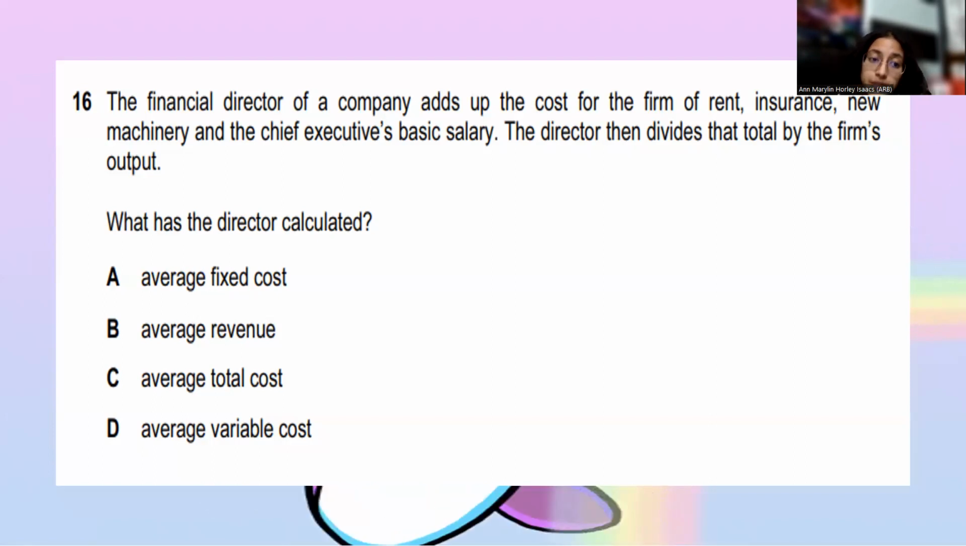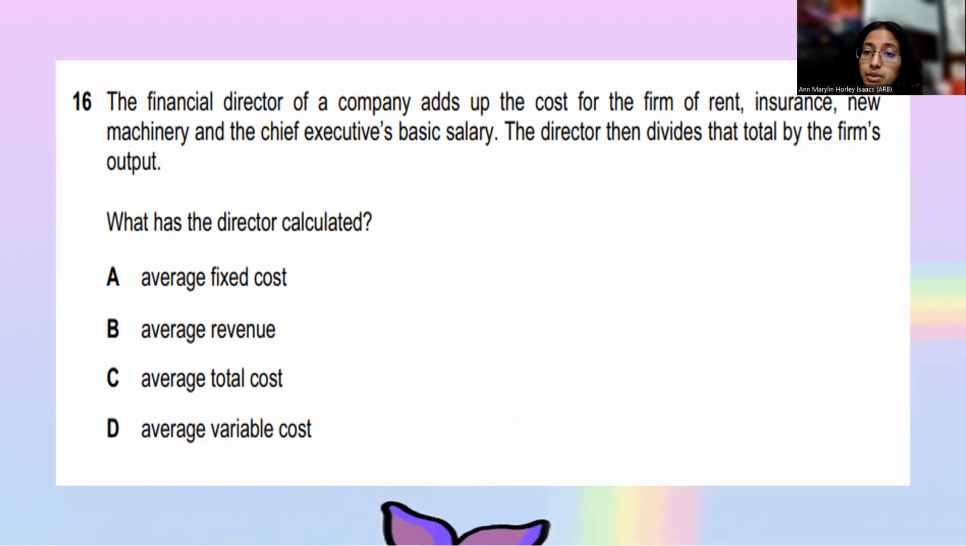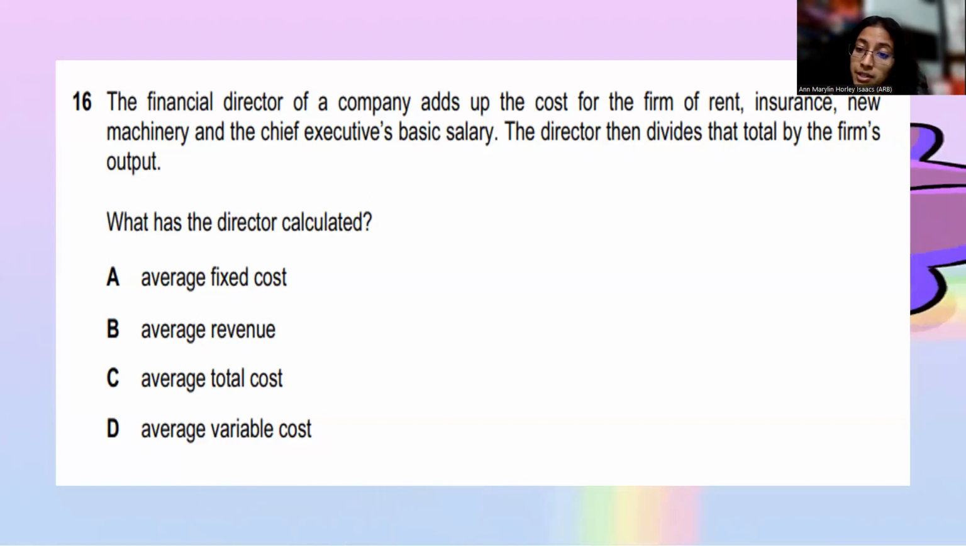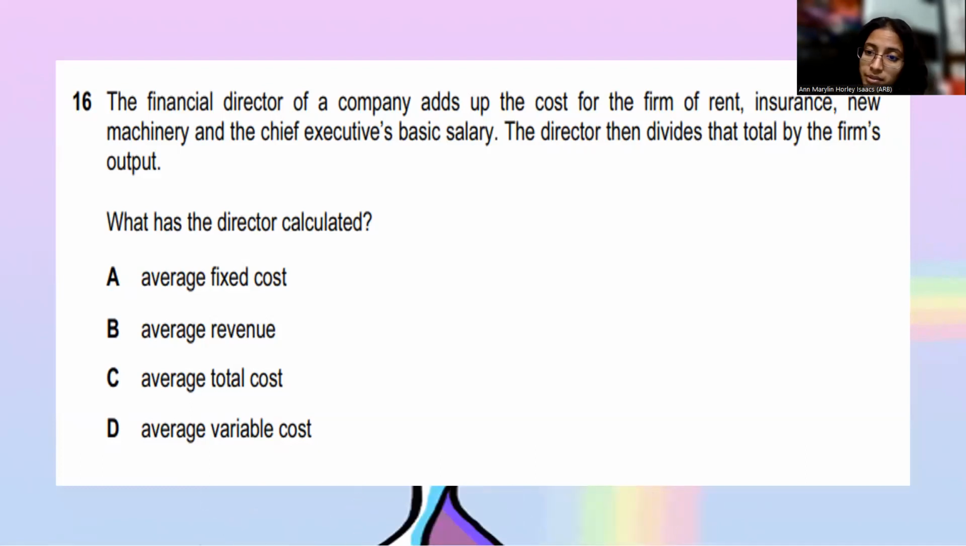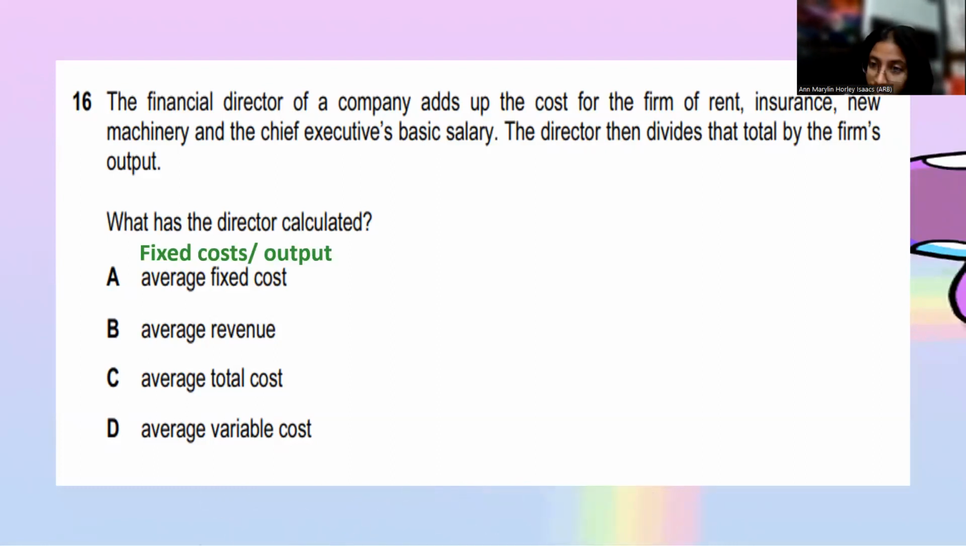If you look at the options here, A, B, C, D, they don't have fixed costs. Why do they use the word average? Because it says here in the question that the amount has been divided by the firm's output. When you divide something by the output, on average, that's how you get your final figure. Okay, average fixed cost, average whatever. So fixed cost divided by output gives you average fixed cost.